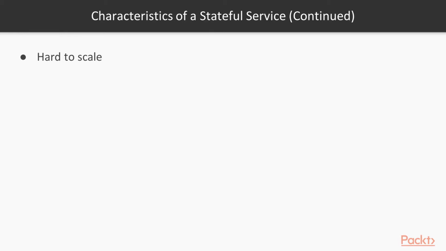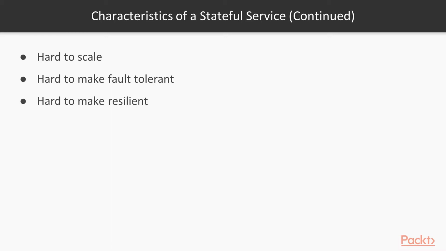It is hard to scale. Requests from the same source or session must be handled by the same service instance that has the data. It is hard to make fault-tolerant. If a service instance fails in between a multi-request transaction, this intermediate state needs to be rolled back. It is hard to make resilient. Who takes over for a failed node? Replication to the rescue. But it is a hard problem to do replication right.